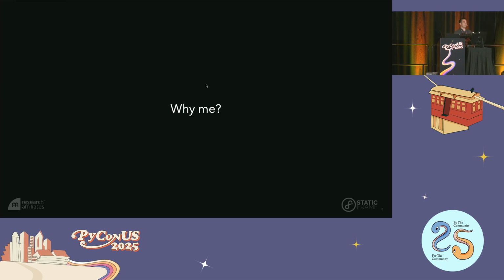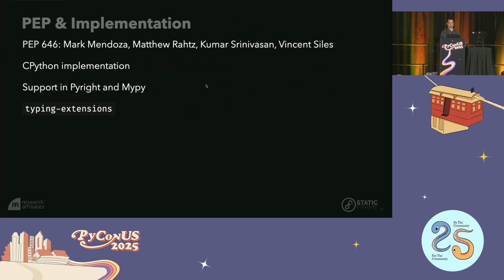So, why me? Why am I here today talking to you about TypeVarTuple? Well, I didn't work on the PEP, I didn't work on the implementation or any of the supporting tools. But I do want to give special credit to the authors of PEP 646. It's a really interesting PEP. Go read it. Obviously, this took some work in CPython, in type checkers like Pyright and MyPy, and typing extensions. So I want to show a lot of appreciation for the work that went into this, because I have a hunch it took a bit of work.